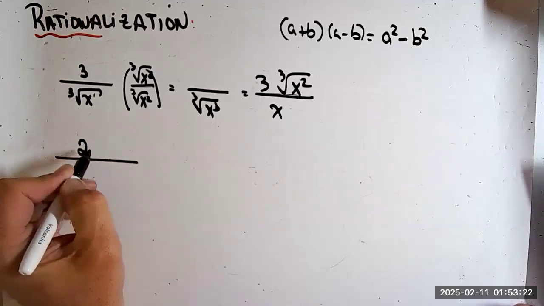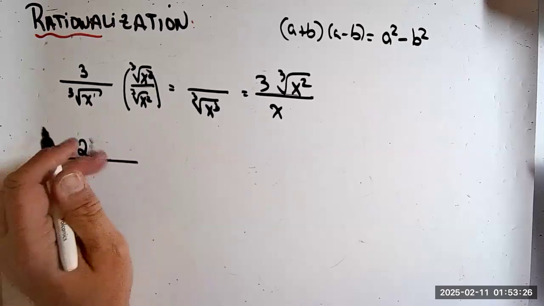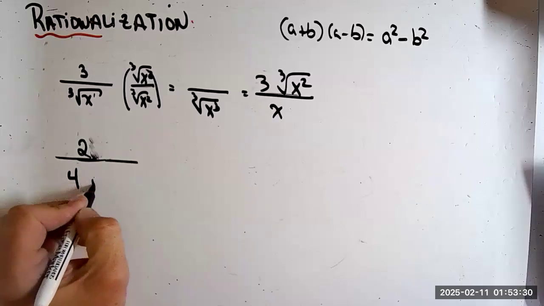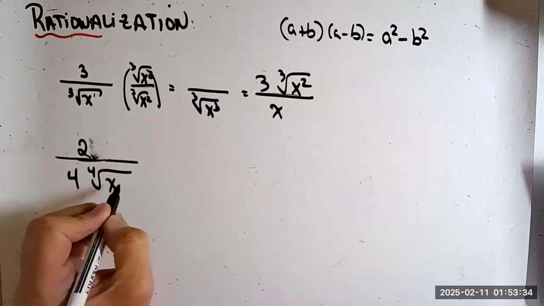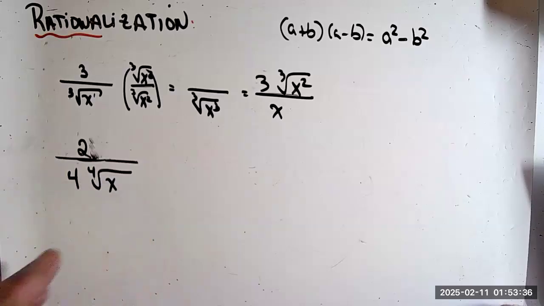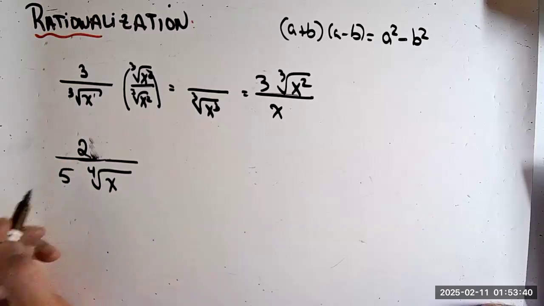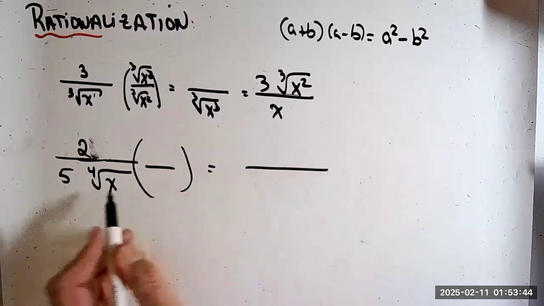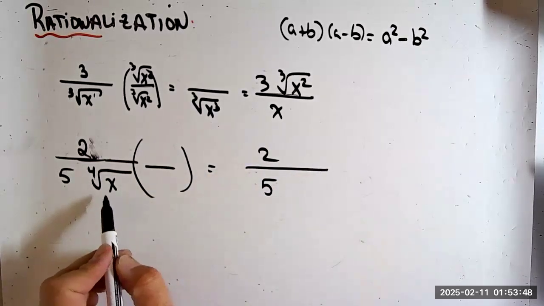What if I have 2 over, and then I have here 5 times the fourth root of x. So by how much do I need to multiply? Remember, I have the 5 as is. We leave the 2 as is.